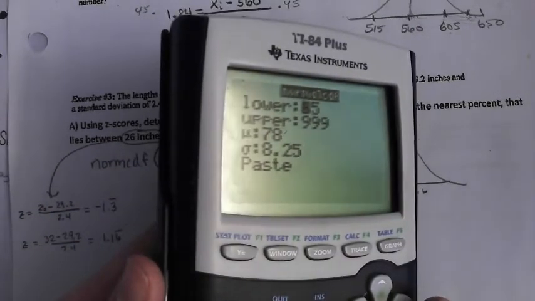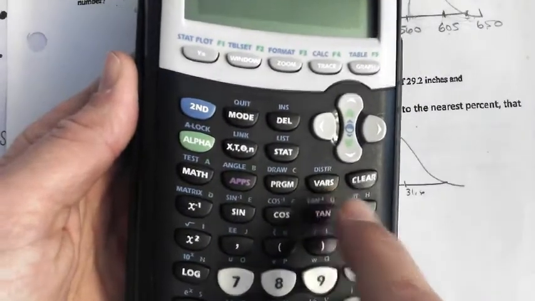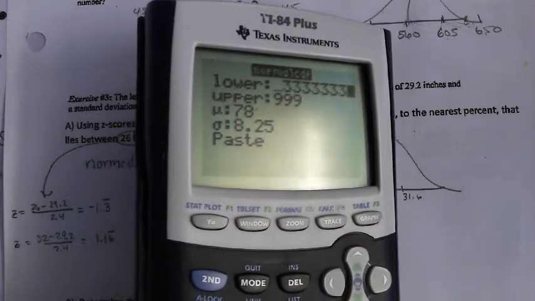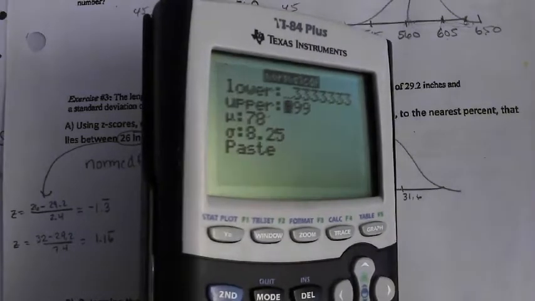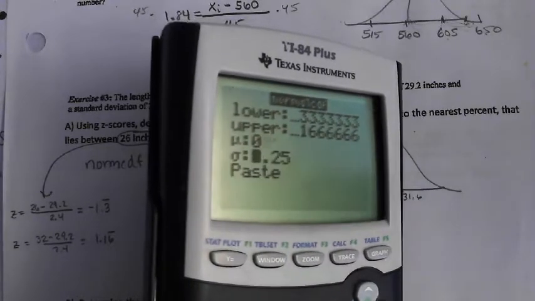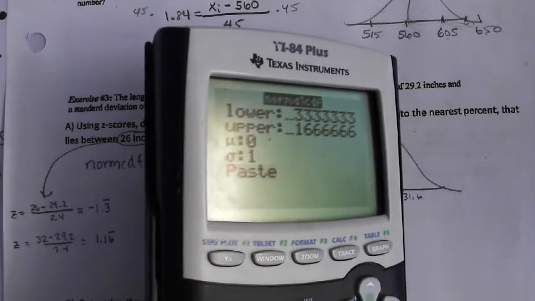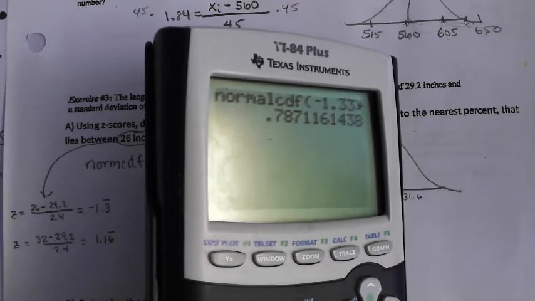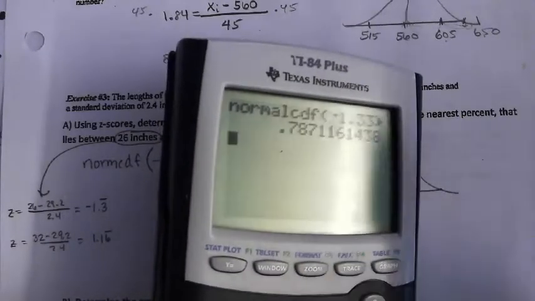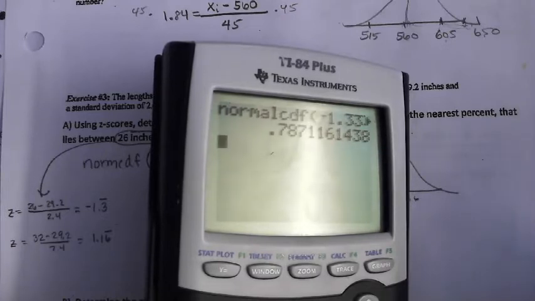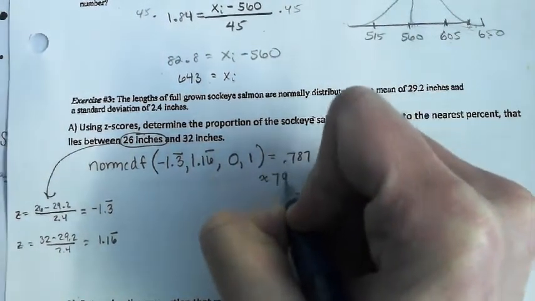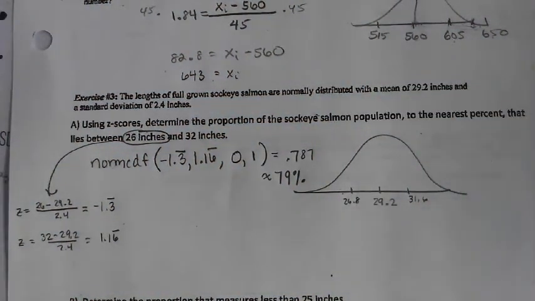Second, and then this VARS button next to the clear. So we're just going to type in lower, negative 1 point, and put a bunch of 3's in there because it was negative 1.3 repeating. On the high end, it's 1.16 repeating. And then it's 0 for your average and 1 for your standard deviation. And then paste. If we round this, to the nearest percent, what's that? 79%. So it equals 0.787, which is approximately 79% of the population is going to fall between those two.